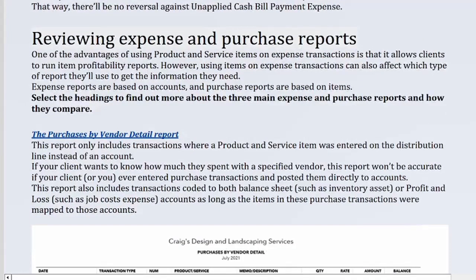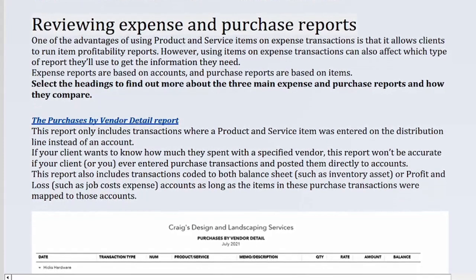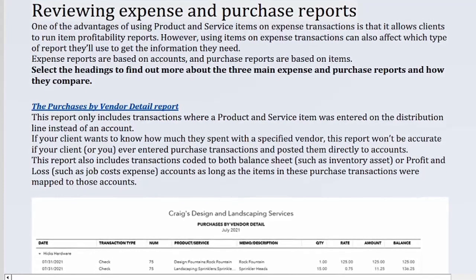Reviewing expense and purchase reports. One of the advantages of using product and service items on expense transactions is that it allows clients to run item profitability reports. However, using items on expense transactions can also affect which type of report they'll use to get the information they need. Expense reports are based on accounts, and purchase reports are based on items. Select the headings to find out more about the three main expense and purchase reports and how they compare.